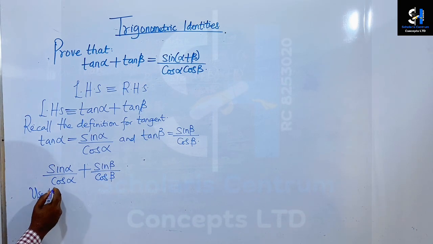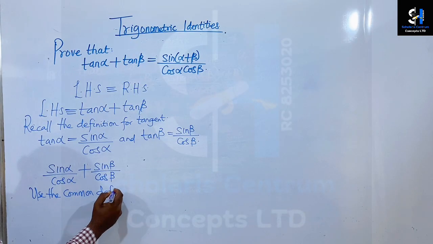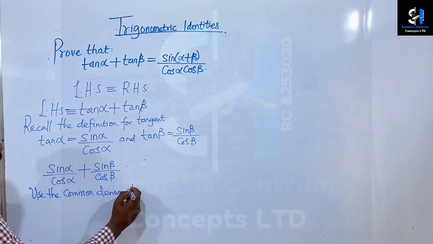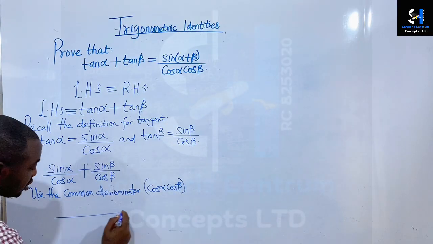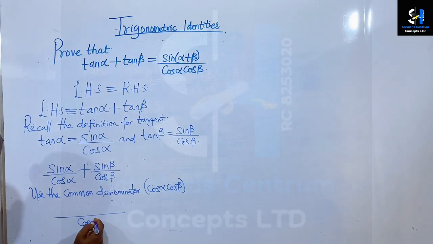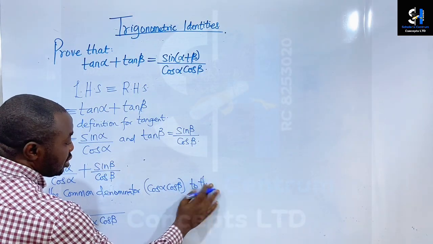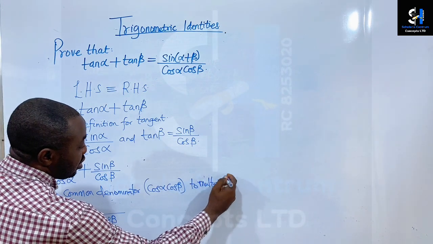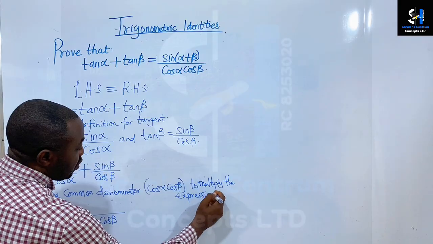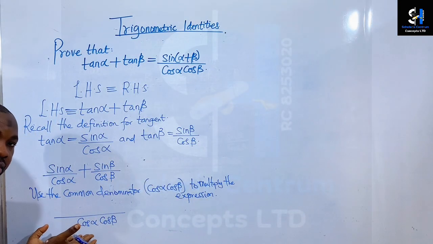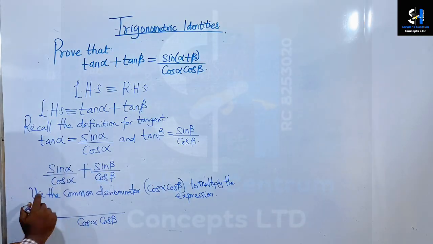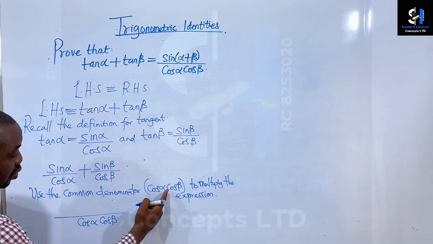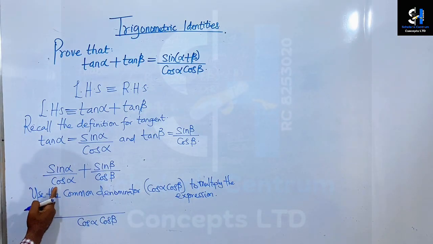So we use the common denominator, cos alpha cos beta, to multiply the expression. Remember, this is the denominator. The common denominator is cos alpha cos beta, and we use it to multiply the expression.